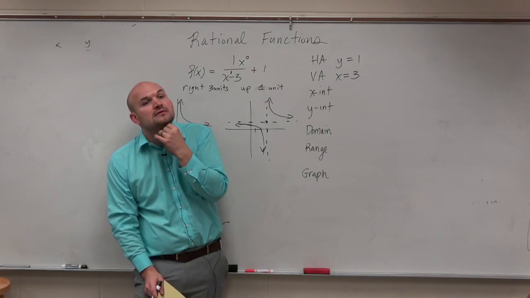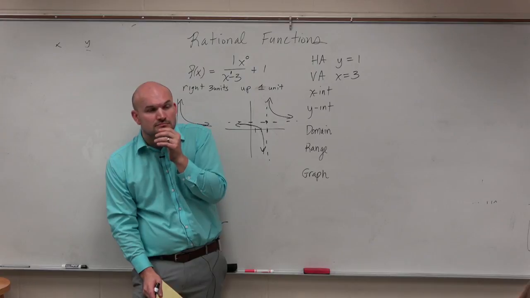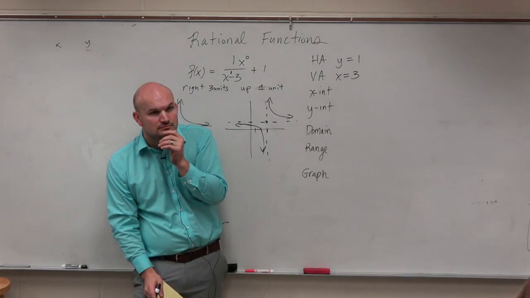Yes? I thought last class we learned that with the horizontal asymptotes, if the degree of the numerator is greater than the degree of the denominator, there's no horizontal asymptote.